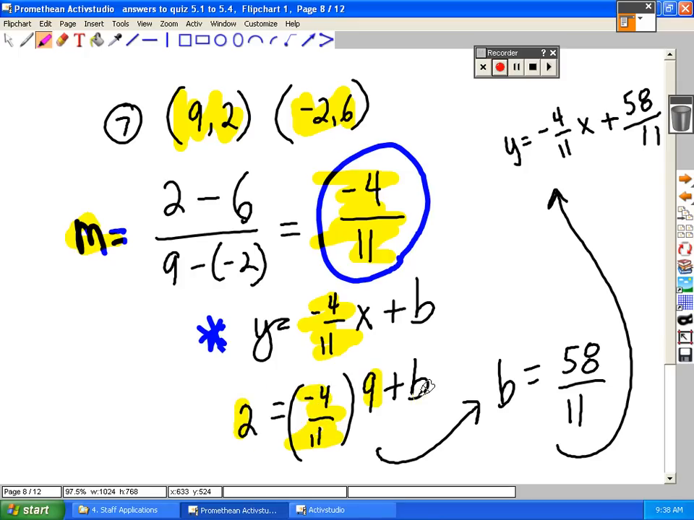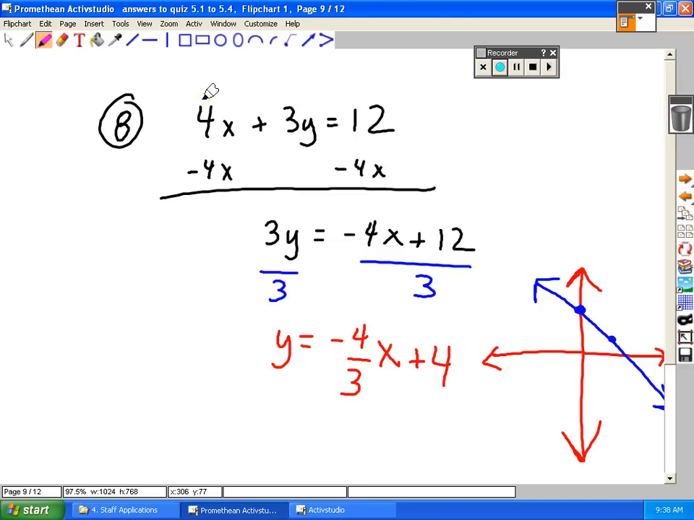I didn't show the work here, but essentially I multiplied 9 times 4/11, and you get a negative number, and you add it to both sides because you want to solve for b. And you end up getting b equals 58/11. So my equation would be y equals -4/11 x plus 58/11. And if you use the decimal, it would still be right. I would have accepted it.